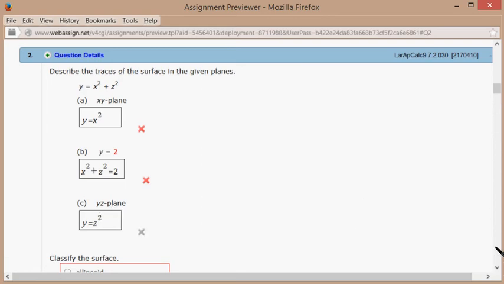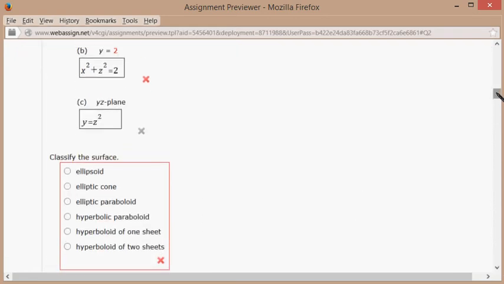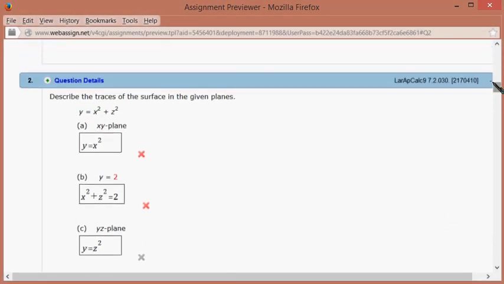All right, then if you scroll down a bit, we want to classify the surface. You can see that there are two kinds of equation that we went over that have one variable that doesn't have a square: the elliptic paraboloid or the hyperbolic paraboloid. So we have to determine which one. The one with the negative sign is going to be the hyperbolic paraboloid, so this guy is an elliptic paraboloid.